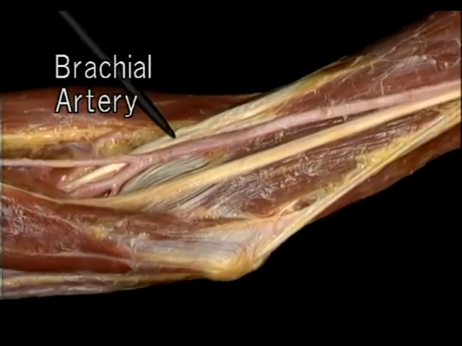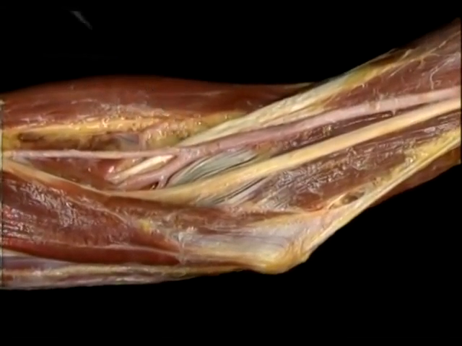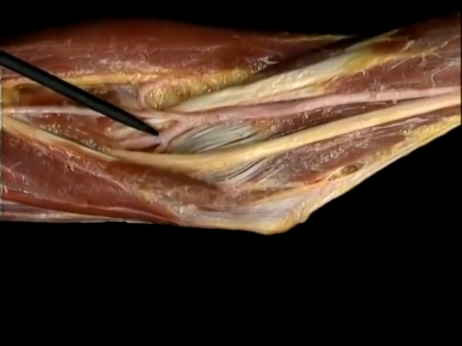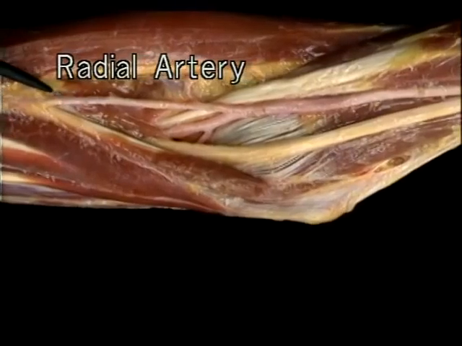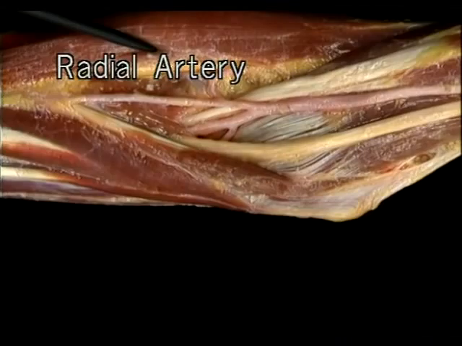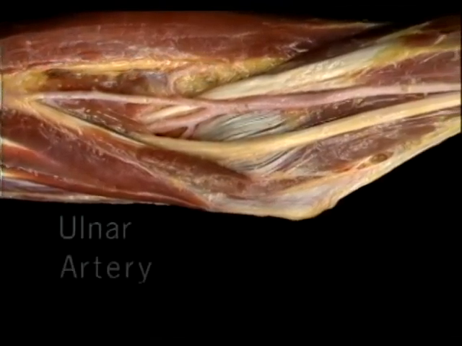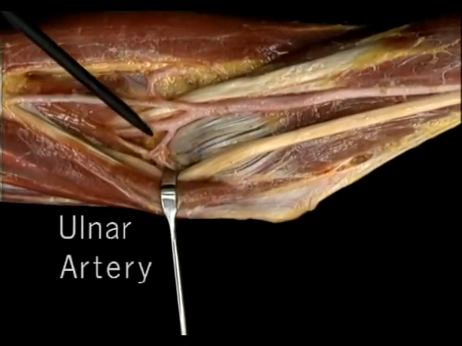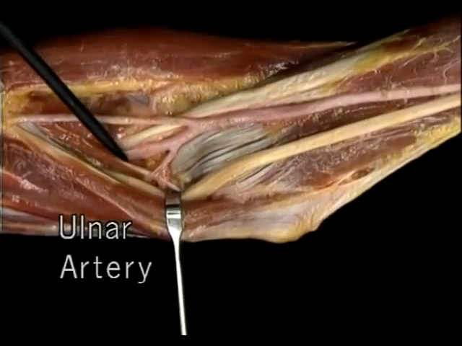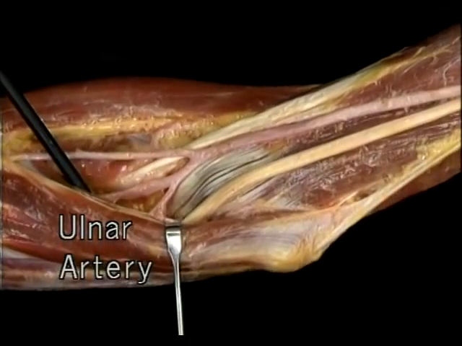Alongside the biceps tendon, the brachial artery divides into the two major arteries of the forearm, the radial and the ulnar. The radial artery stays quite superficial. It runs down the forearm between pronator teres and brachioradialis. The ulnar artery has a much deeper course. It dives down alongside the brachialis tendon and passes deep to pronator teres. We'll leave the arteries there. We'll see their further course in the next section.